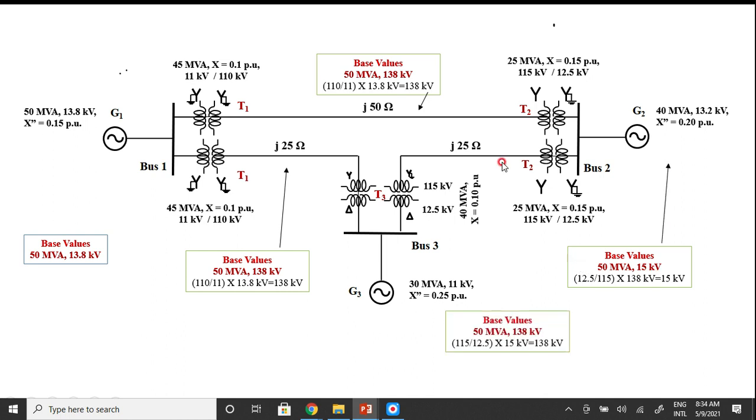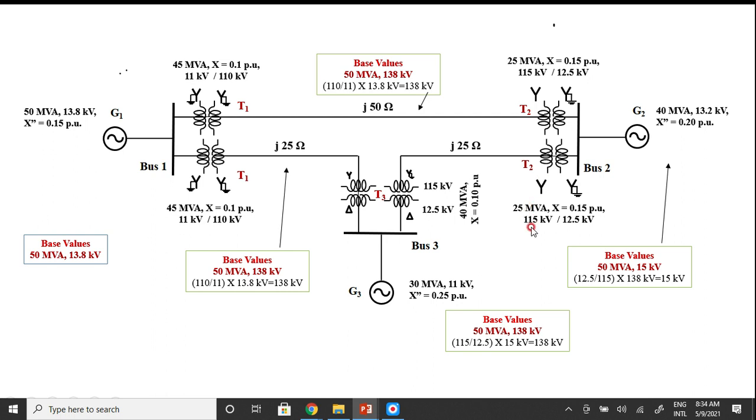Then the base quantities in this j25 ohm line: the base MVA remains the same, 50 MVA, and the base kV I am getting is 138. Then how to get it? Either you can transfer from here, or you can transfer from the generator to here. Now I know the value on the generator side, the MVA remains the same. Then 15 kV should be transferred to the j25 ohm line.